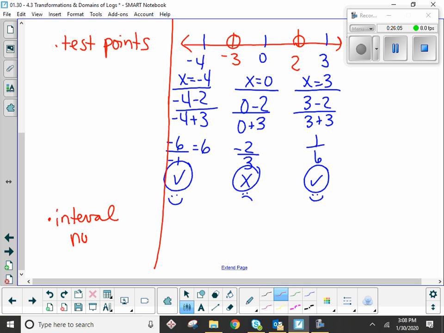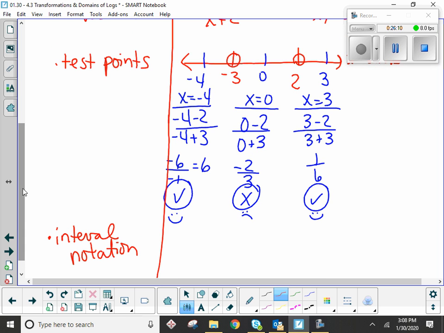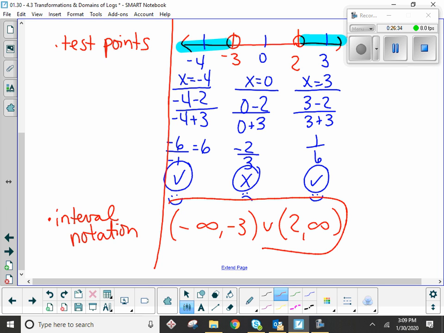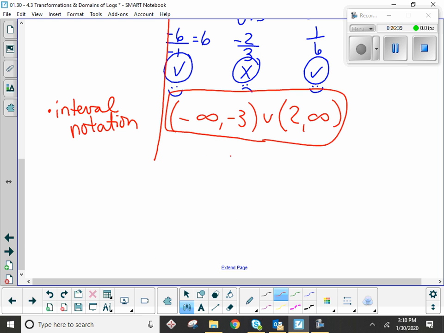Try your interval notation for that. Take a moment and try it. There's 2 intervals, right? One to the left of negative 3 and one to the right of positive 2. Was correct. Did you remember the U thingy? The union symbol?